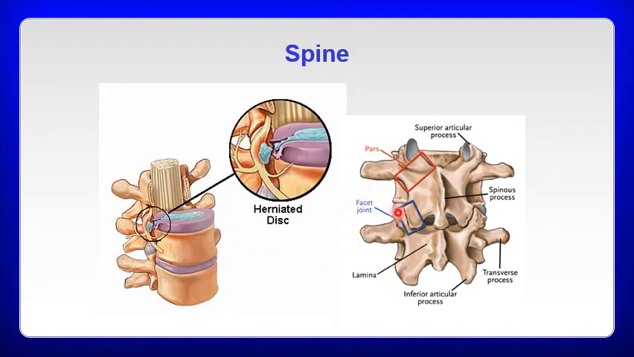Here you have the facet joints. The facet joints are the back part of the spine, the plane joints of the spine. You could have some pain at the bony portion of the spine. Very common are stress fractures of the pars interarticularis. So here you're seeing some of the anatomy of the spine and some of the areas that can be involved with spinal injuries.